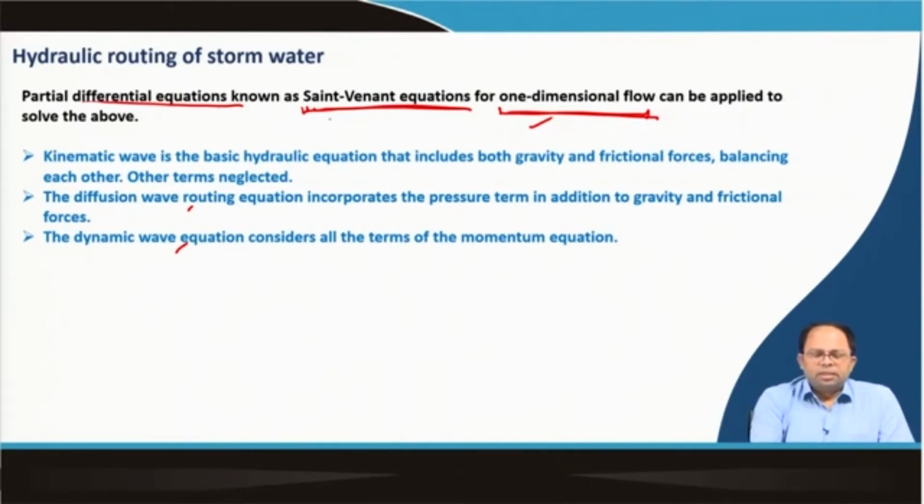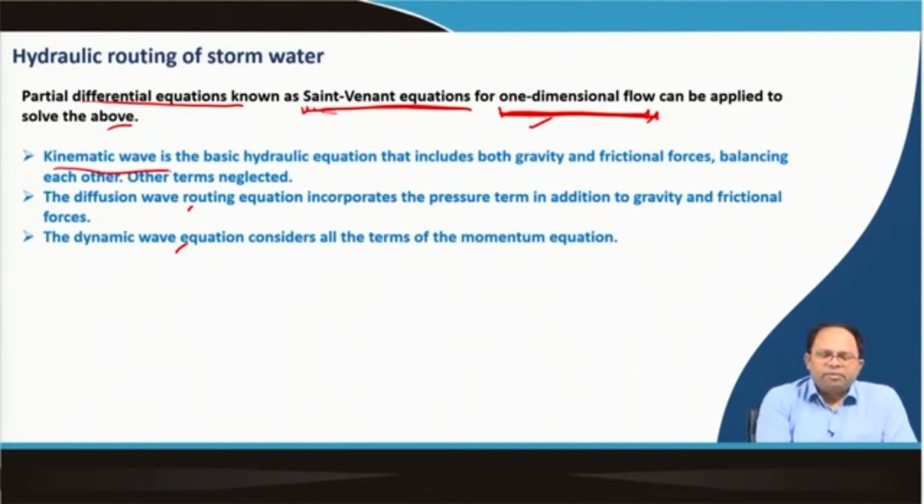So, the partial differential equations known as Saint-Venant equations can be applied to solve conservation of momentum and conservation of mass together, for one-dimensional flow along these stormwater channels. And when we solve these equations, we can get the flow rate, the velocity, the depth, all these things. So, there are three ways we can solve it.